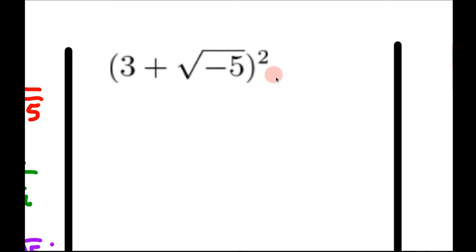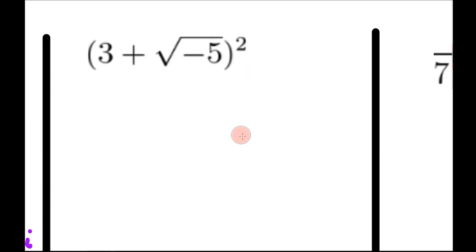All right, this next one, we have 3 plus the square root of negative 5, quantity squared. So I'm going to set up the area model for this one.